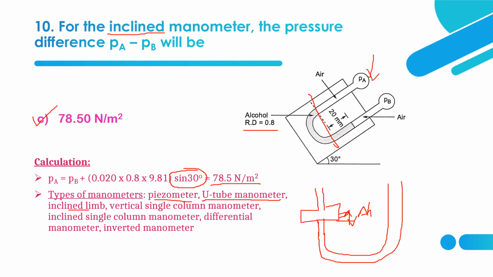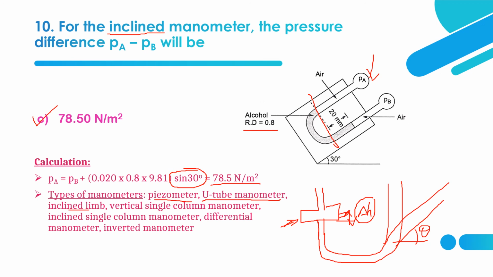A very minor change in pressure between two pipes can be calculated by using this del H value and by considering the cross-sectional area of this reservoir. So this is the purpose of the vertical single column manometer. Then the inclined single column manometer. When the limb is inclined like this, there will be some angle of inclination. So in order to get it straight, we have to multiply by sine theta, as in this problem.